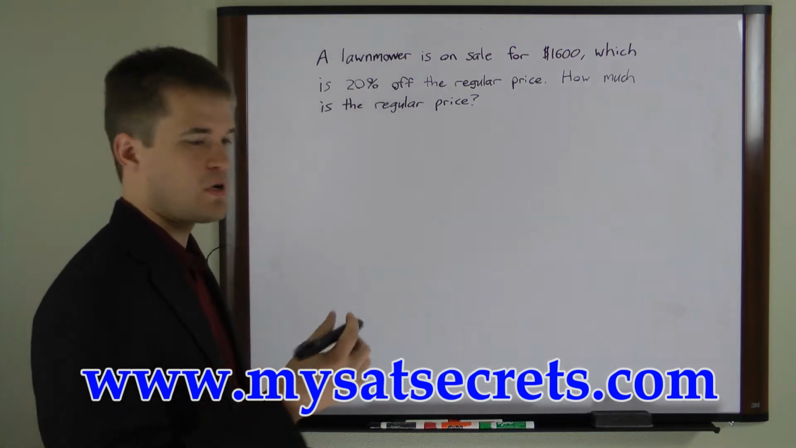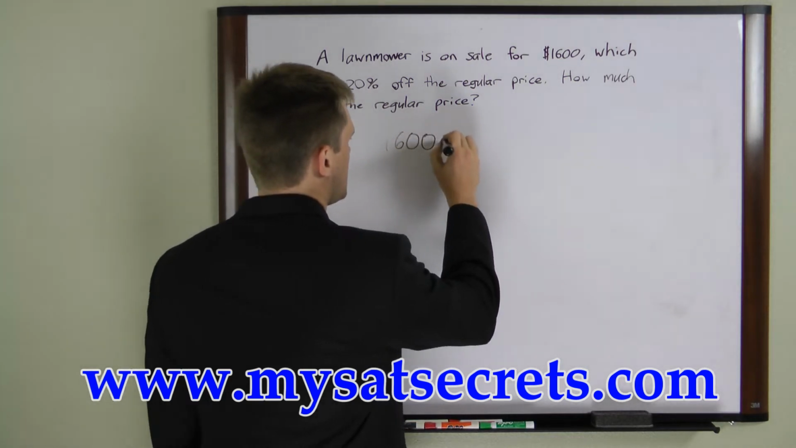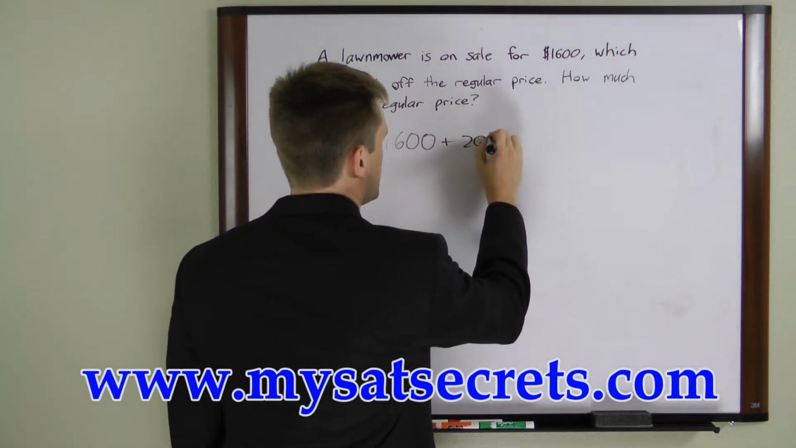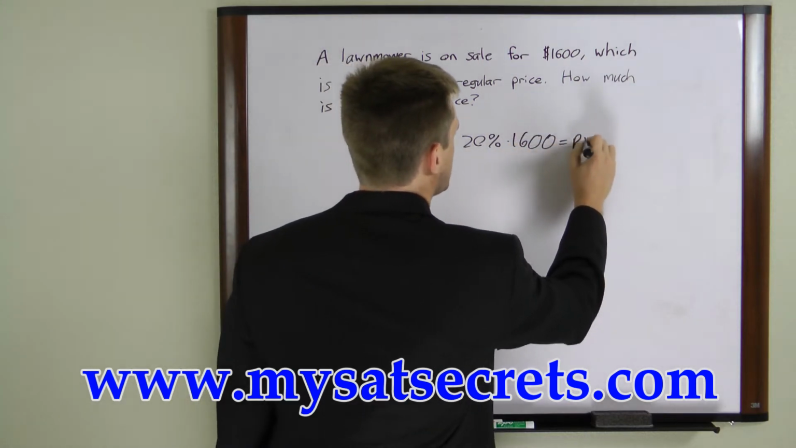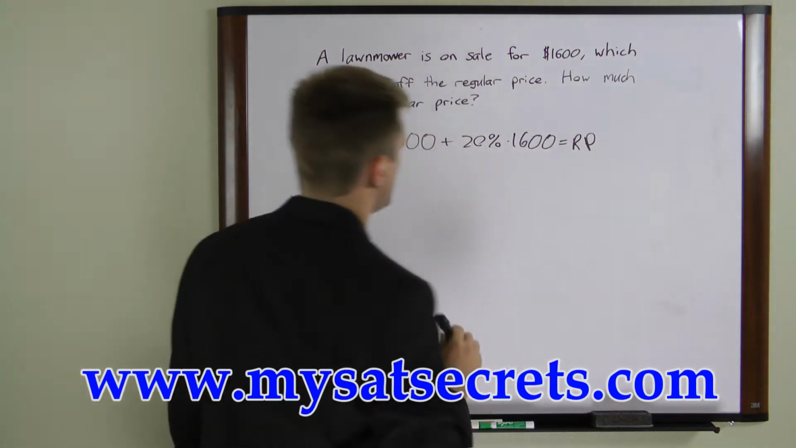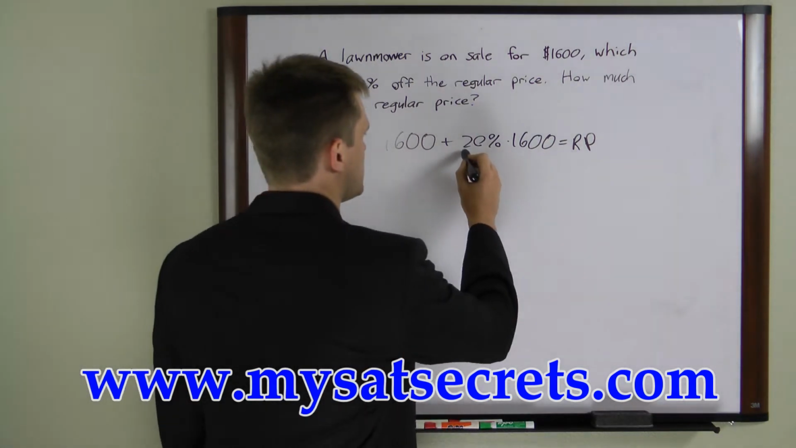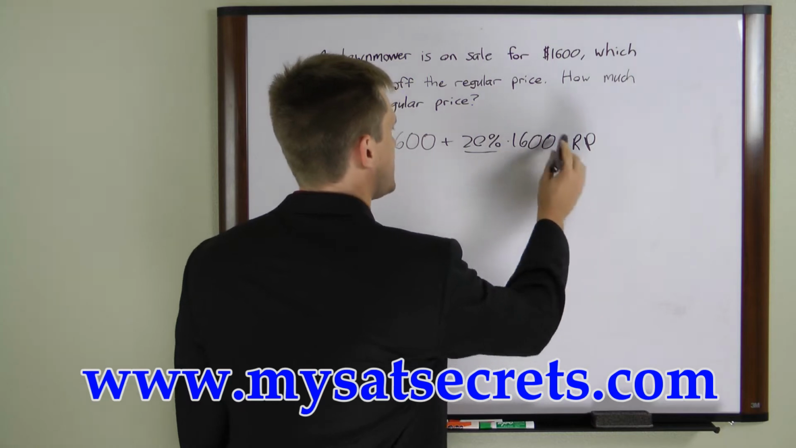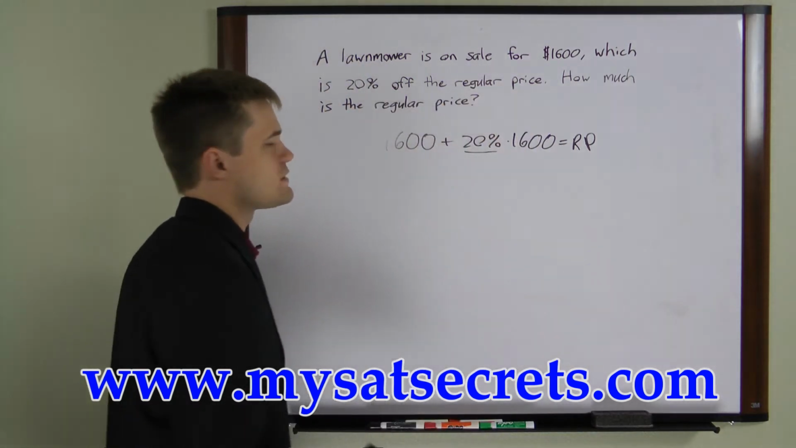For instance, if you started out by writing this problem as 1,600 plus 20% times 1,600 equals the regular price, you're going to wind up with the wrong number. The reason for this is that you're taking the 20% of the sale price instead of 20% of the regular price, like the question states.